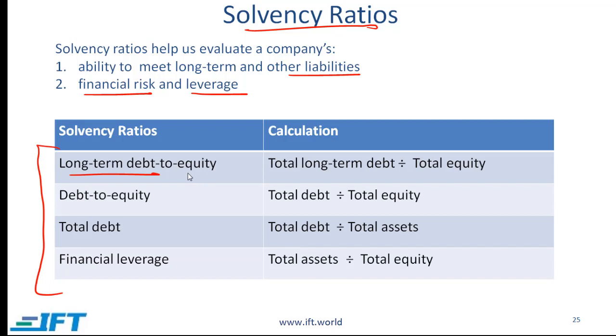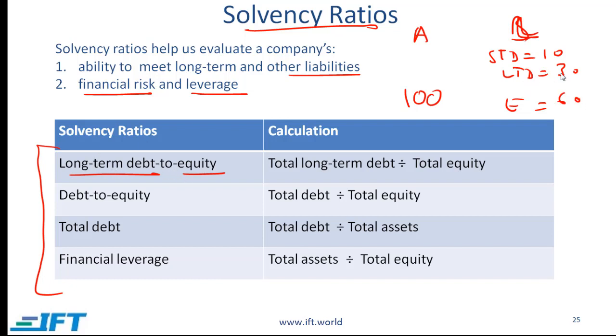Long-term debt to equity. So let's say you have a company with the following balance sheet. Let's say assets are equal to 100, and on the right hand side you have liabilities. So let's say short term debt is equal to 10, long term debt is equal to 30, and equity is equal to 60. So long term debt to equity ratio is going to be 30 over 60. The total debt to equity ratio is going to be 40 over 60.